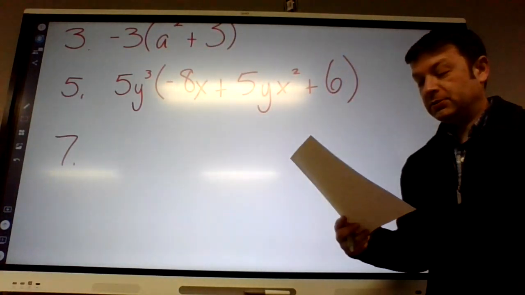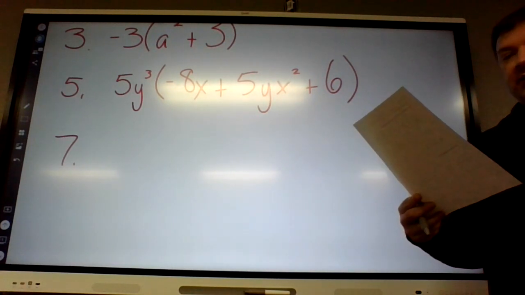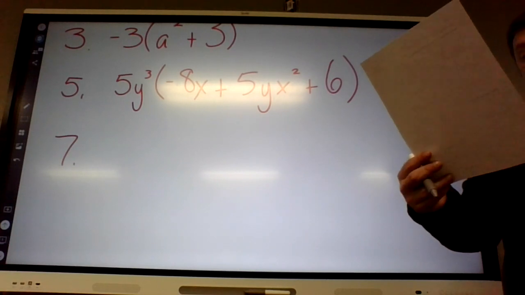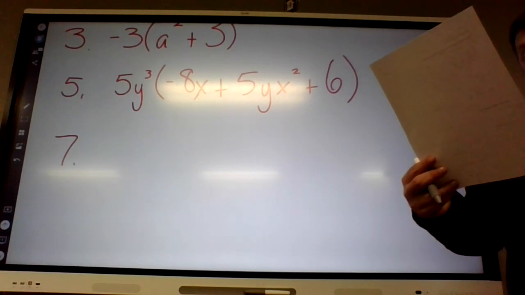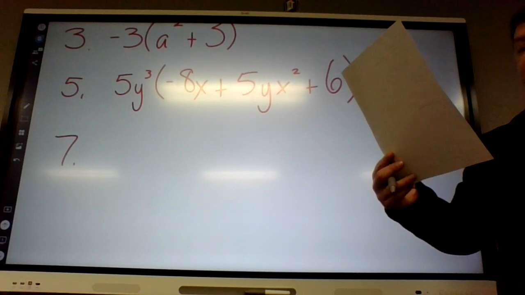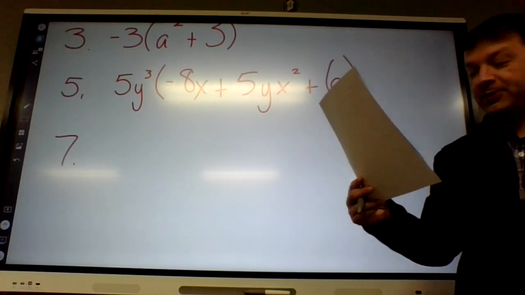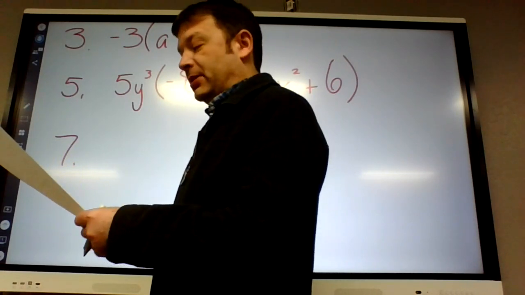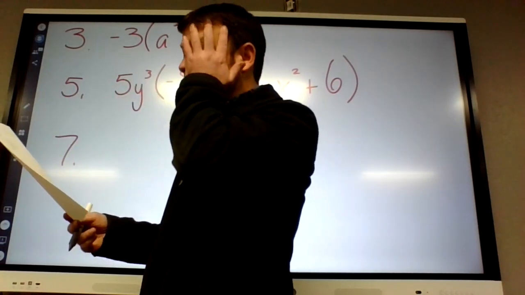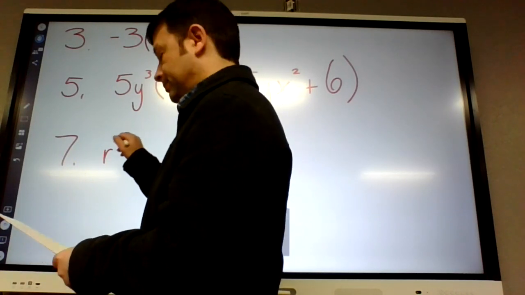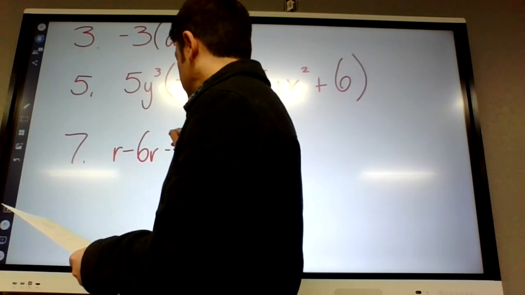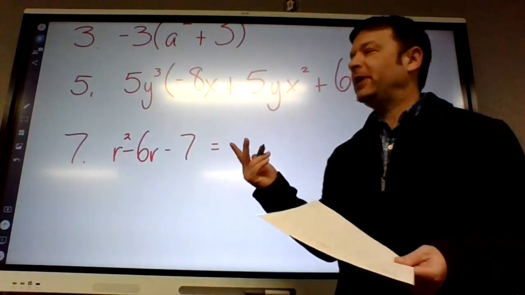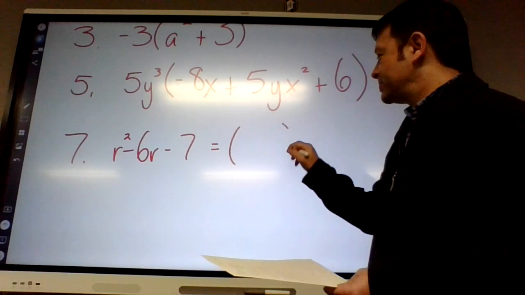Number 7. Okay, factor completely. So it's not just take out stuff anymore, although I do see a couple of them down there. I bet they saved the harder problems for the back. Alright, Ciara, what kind of factoring is number 7? Well, I called it 3-term factoring, but you just need 2 sets of parentheses, right?